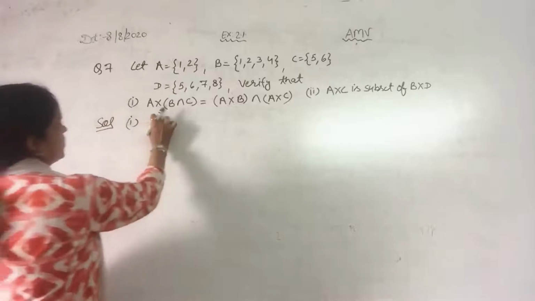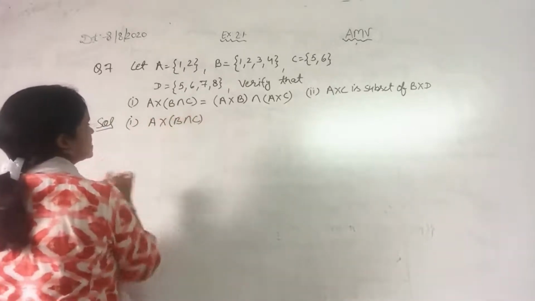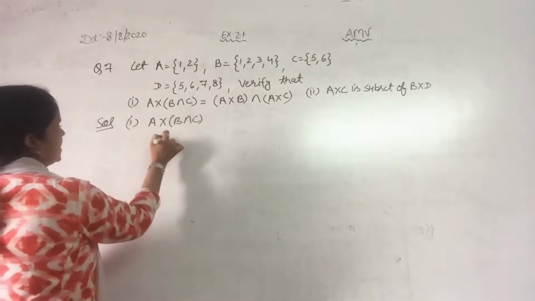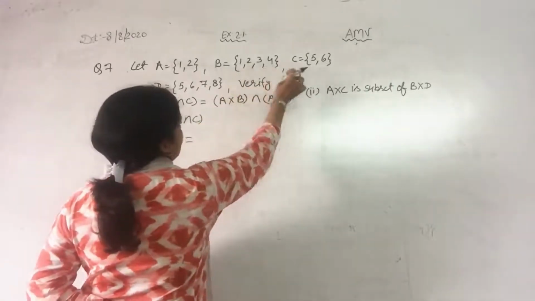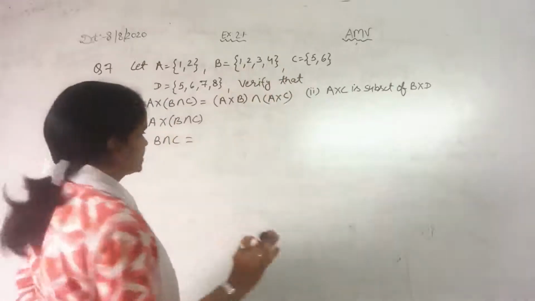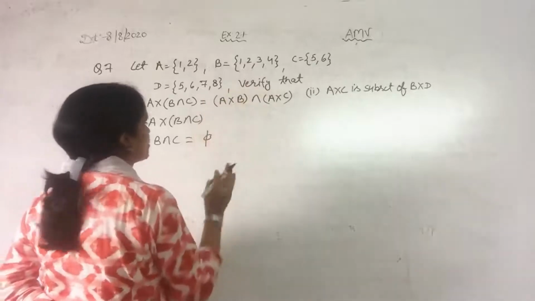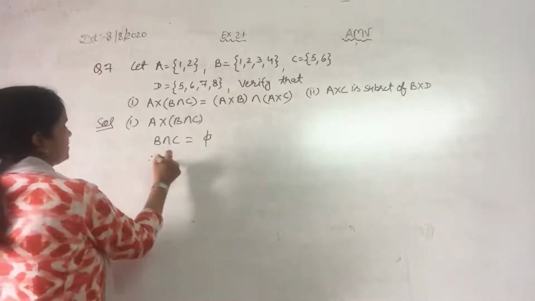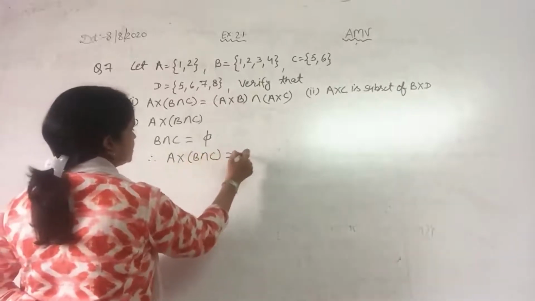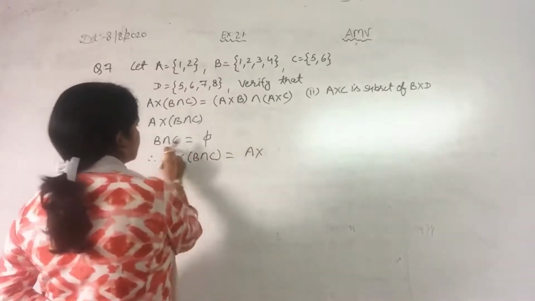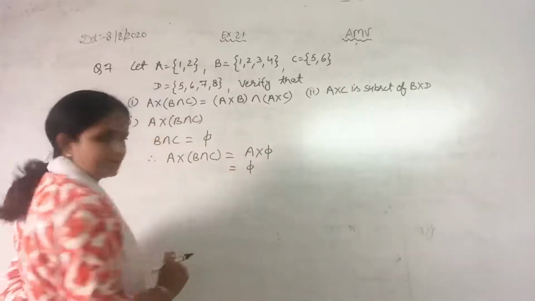First part, for this A cross (B intersection C). Okay, first I am finding B intersection C. Here B is {1, 2, 3, 4} and C is {5, 6}. So the intersection is phi. No element is common. Okay, and Cartesian product of A and (B intersection C) is so the answer is the null set.